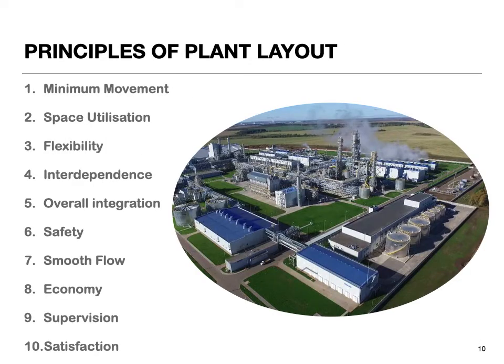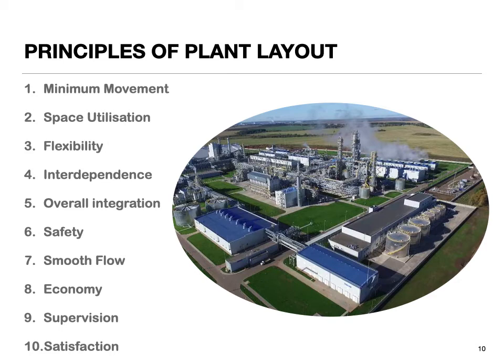Principle of plant layout. While you are designing the plant layout, the following principles must be kept in mind. Alright, so principle of minimum movement. Materials and labor should be moved over minimum distances. Why? For saving costs and time of transportation and material handling. Space utilization. All available cubic space should be effectively utilized, both horizontal and vertical.